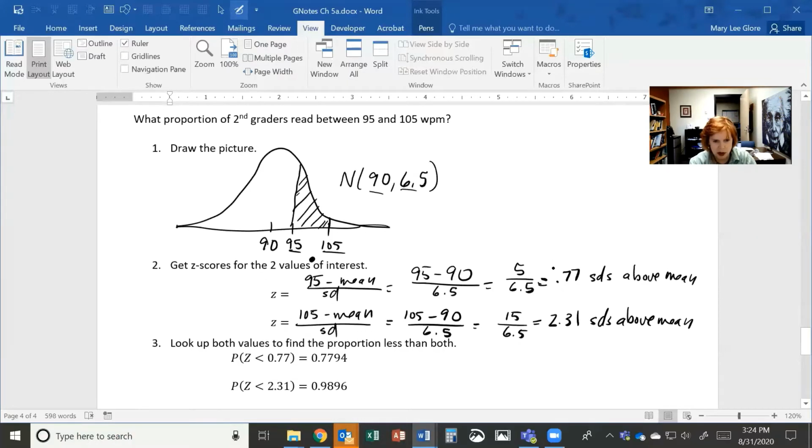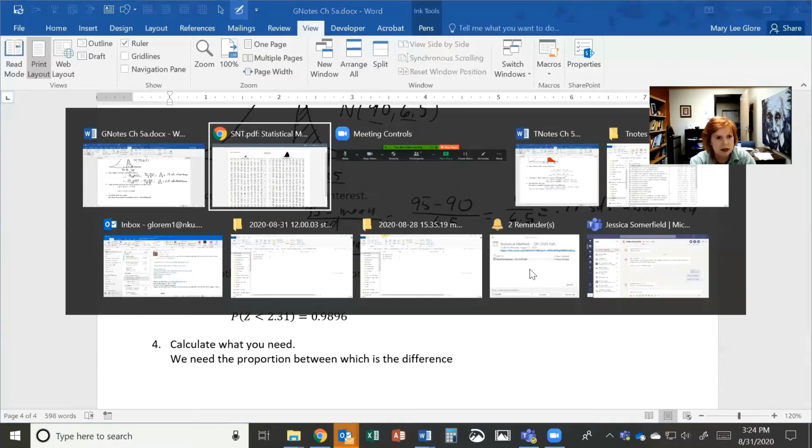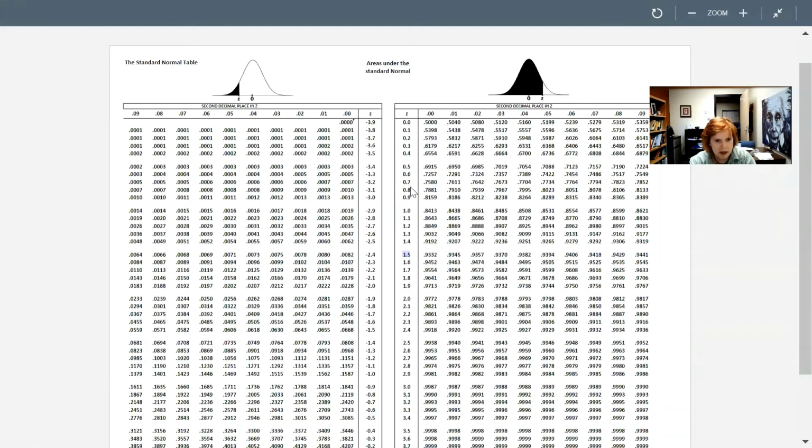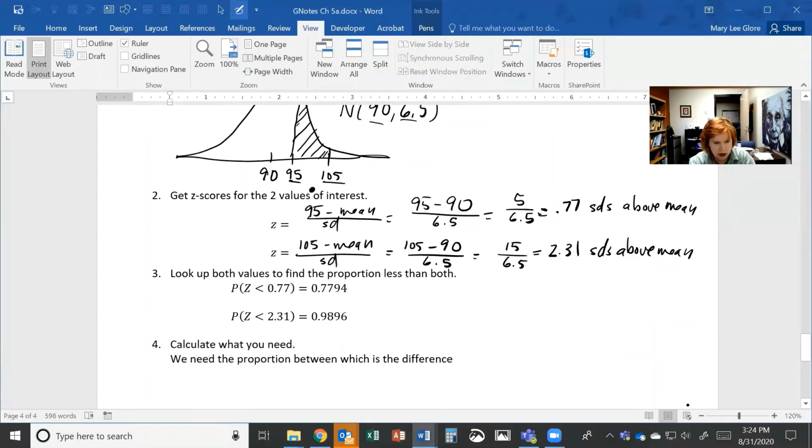All right, I'm going to look both of those up. If I look up 0.77, here's 0.7 right there, and then this column is 0.07, so 0.77. I go down, and there it is, 0.7794. If I look up 2.31, here's 2.3, and there's 0 and 1. So this 0.9896. I already put those in there.